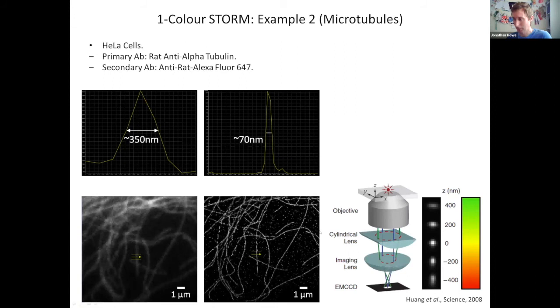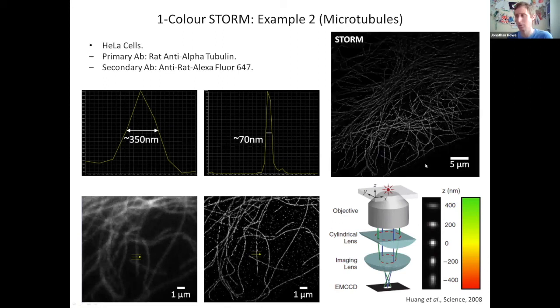So as I mentioned, we have this cylindrical lens, which enables us to give a Z position to every localized molecule. The cylindrical lens deforms the point spread function in a manner dependent upon its Z position. At the focal plane, it's a nice, symmetrical blob. If it's above the focal plane, it's elongated in X, and if it's below the focal plane, it's elongated in the Y axis. What this enables us to do is to go from this STORM image, which I've already showed you, to this depth color coded image like this, which is basically an extra dimension of information.